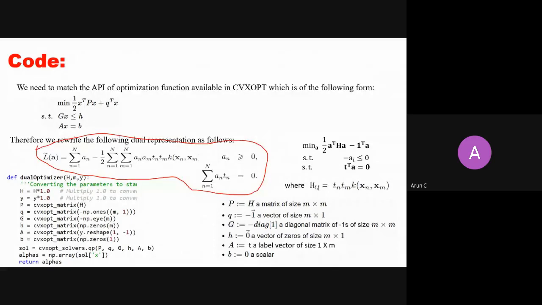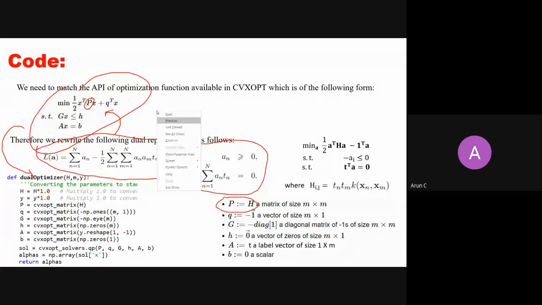What I need to do is rewrite this into this form so that I can send my P, which is right here. I have written all these things. So P is H here. So I need to rewrite into this form and then send it to the optimizer. I will just spend a few minutes on this so that you are able to understand it.